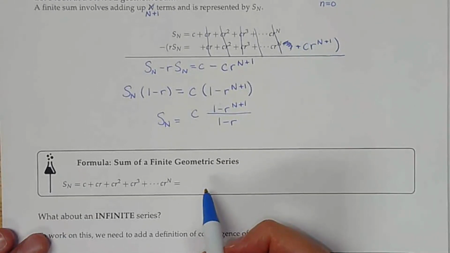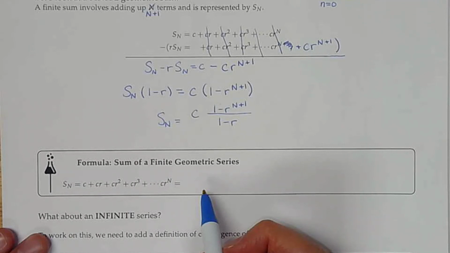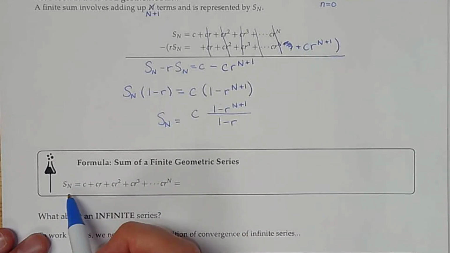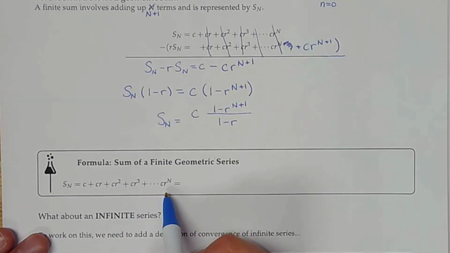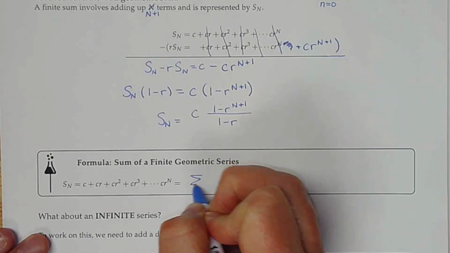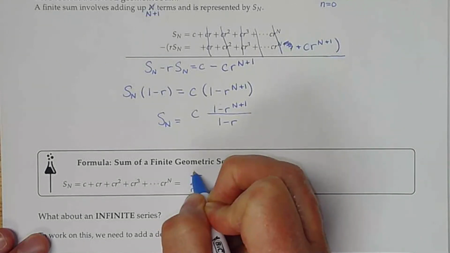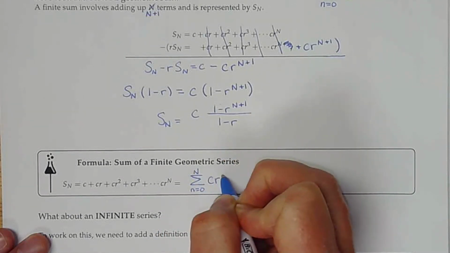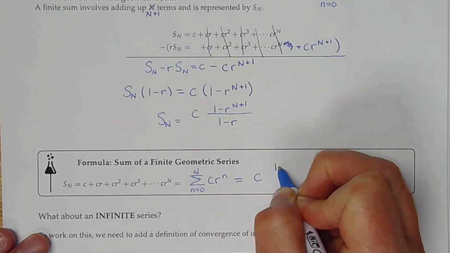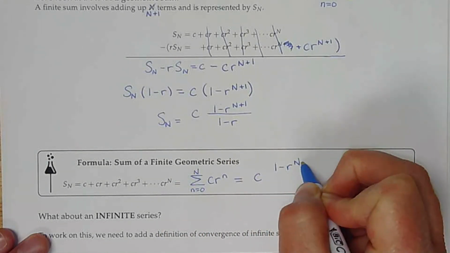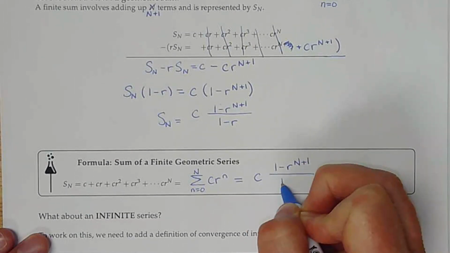So the formula for the sum of a finite geometric series: if S_N is equal to C plus Cr plus Cr squared, all the way out to plus Cr to the capital N, so that's the sum from little n equals 0 to big N of Cr to the little n, which is equal to C times 1 minus r to the capital N plus 1, divided by 1 minus r.